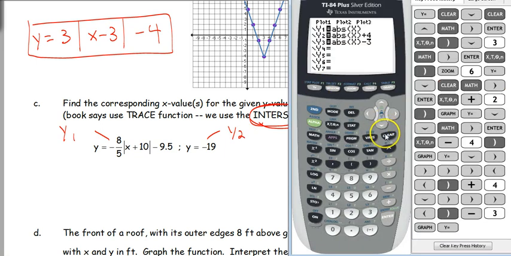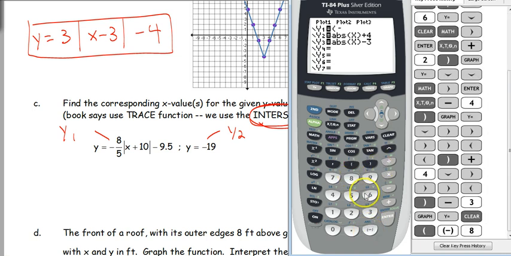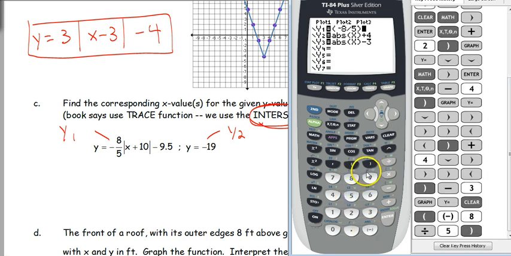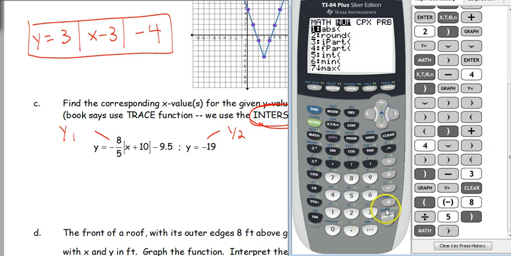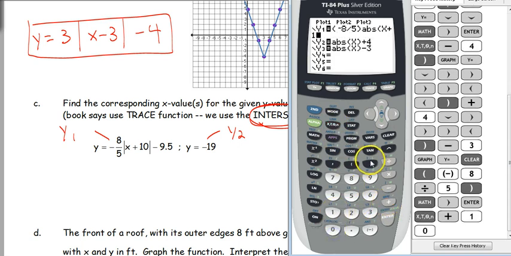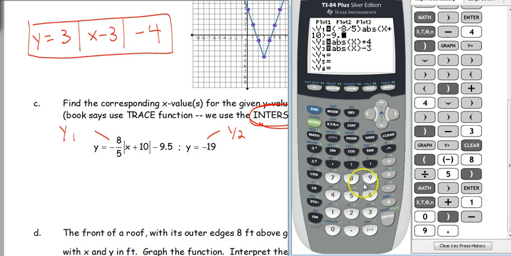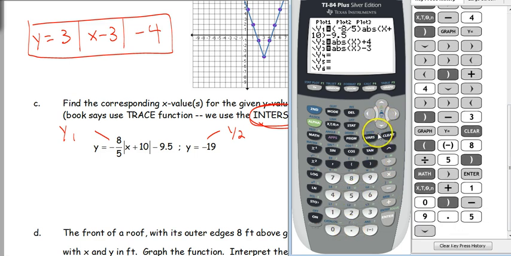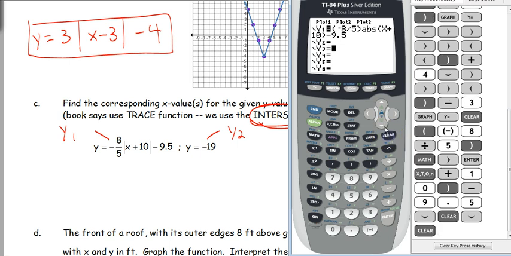y1 is parentheses negative 8 over 5, math, absolute value of x plus 10, minus 9.5. You also have to think about your window here. The graph is shifted down all the way to negative 9.5. And we want to know when it hits the line y equals negative 19. So that's going to be very far down.